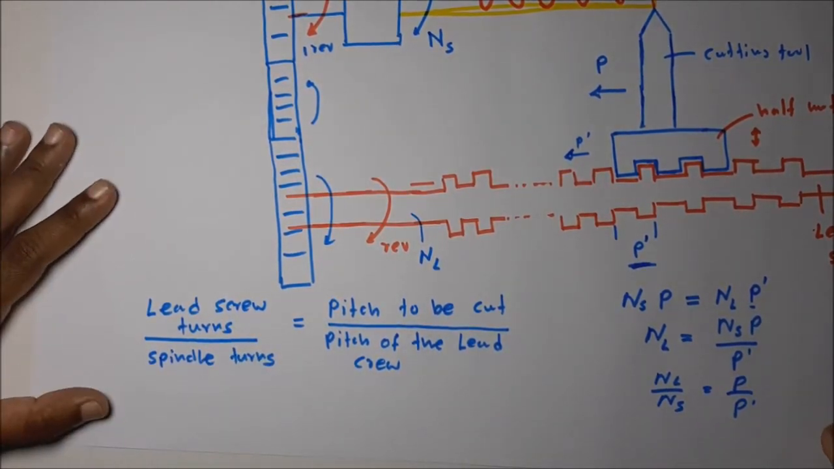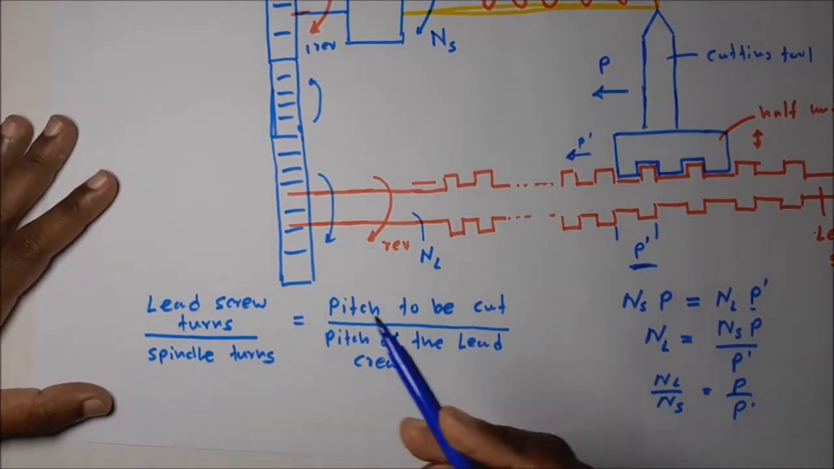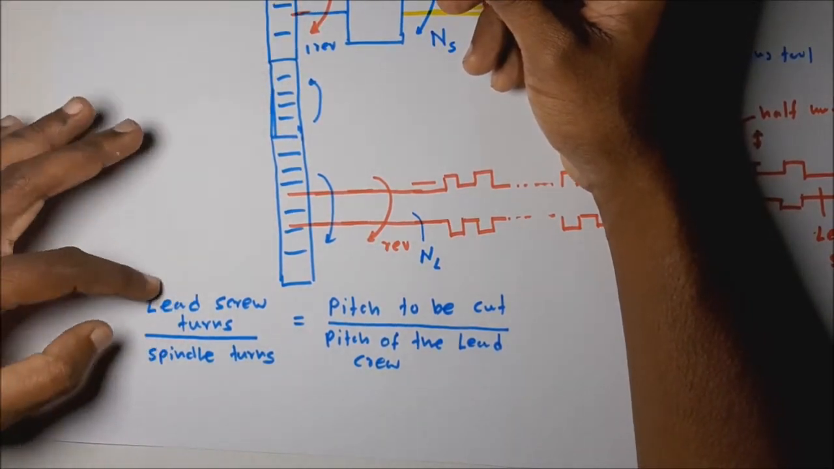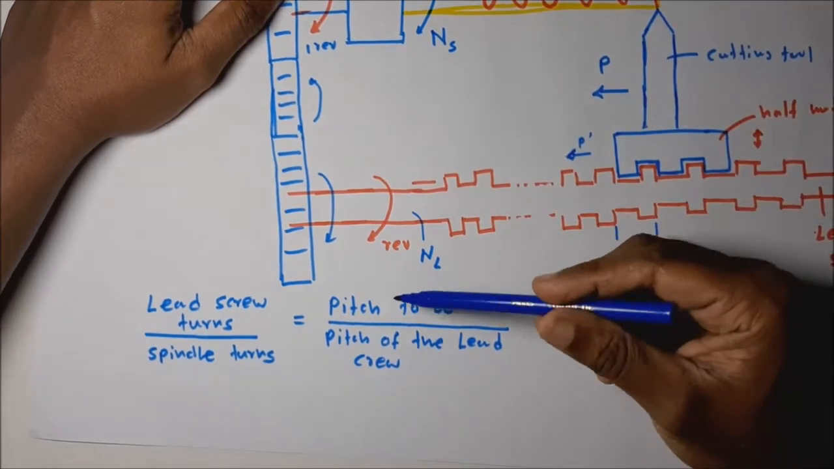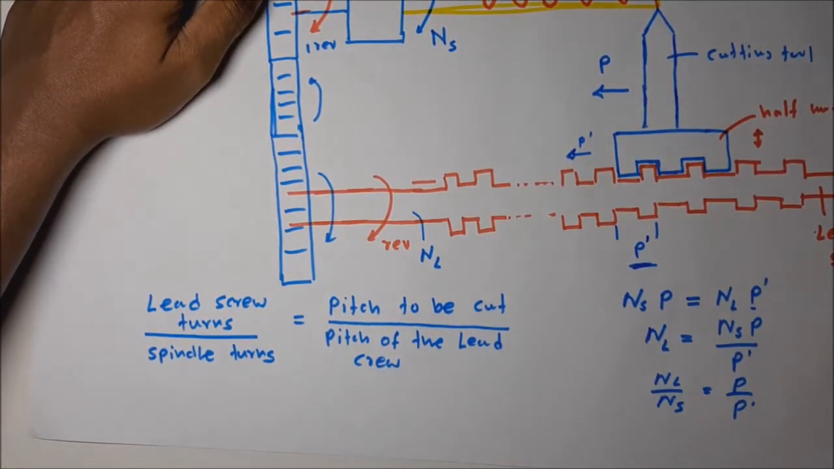Here we have developed a very important equation. What is the speed ratio? Lead screw turns divided by the spindle turns is equal to pitch to be cut divided by the pitch of the lead screw. This is how we are obtaining this equation.